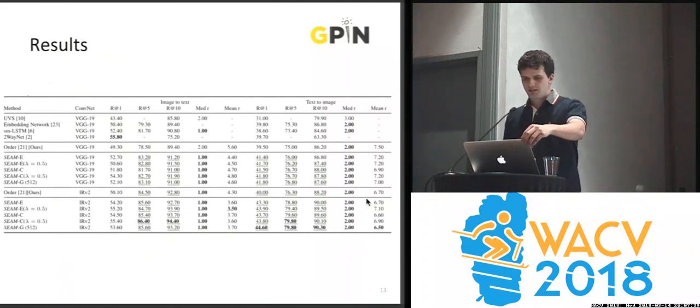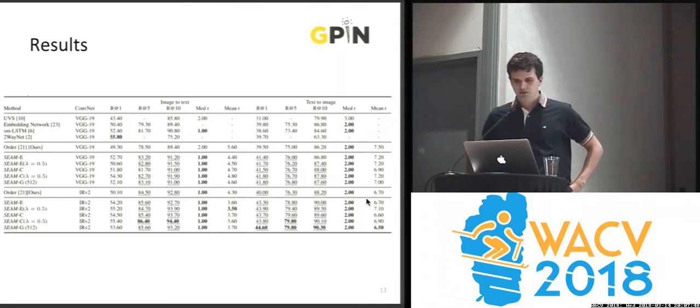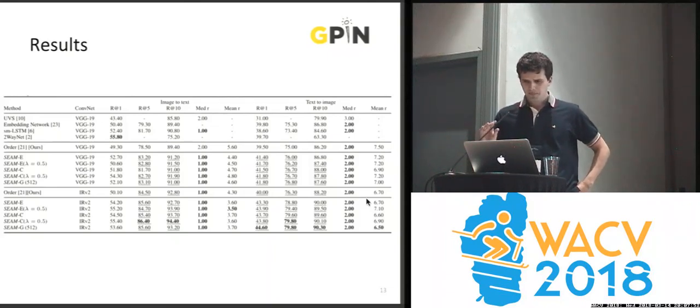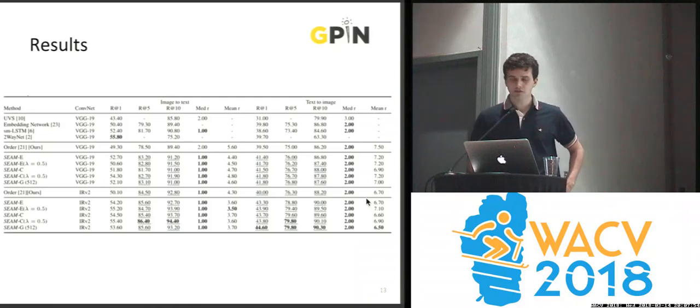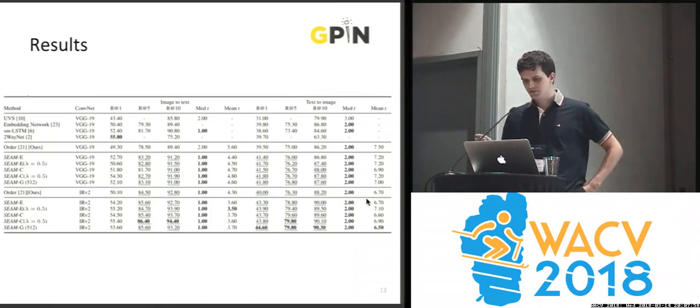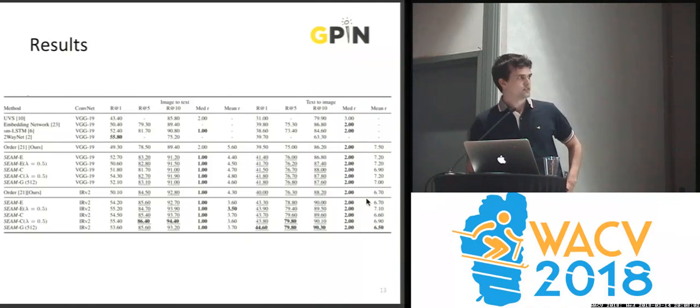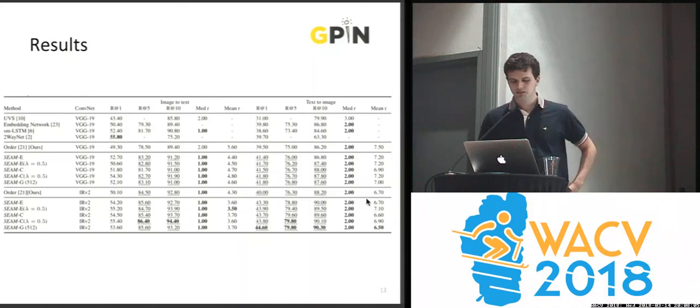Okay, the results. We basically outperform all the baselines in almost all cases for image to text and text to image, with one exception, which is the R at 1 for image to text retrieval. But the two-way net that closely outperforms our method uses more than 200 million parameters.